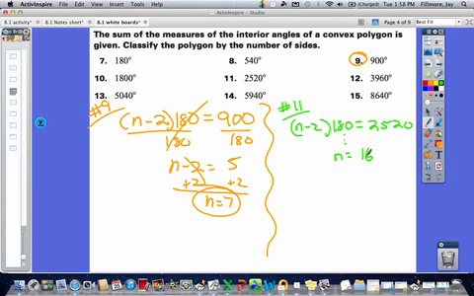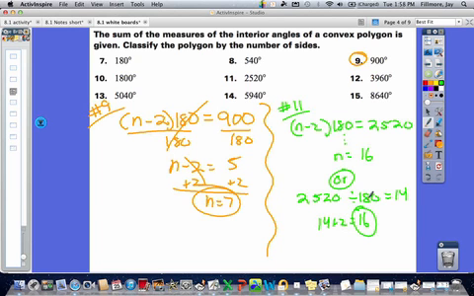16. Or if you'd like to just do a shortcut, you could take 2,520, divide that by 180, and end up with 14, and then take 14 plus 2 and get 16. So you can set up an equation and solve it, or just divide by 180 and add 2.